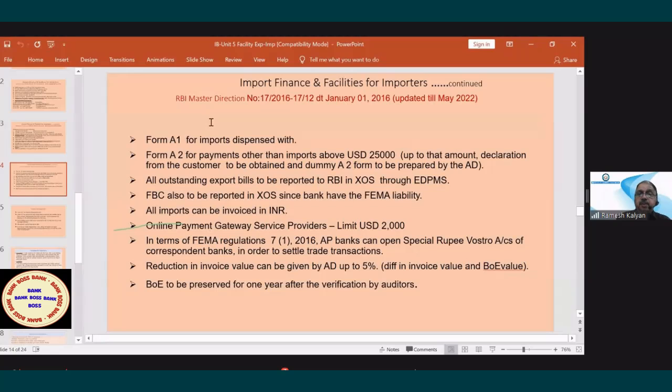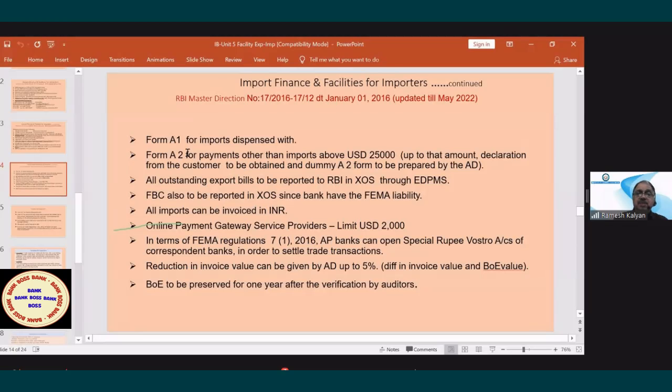And for any import payments, any release of foreign exchange, we have two very important forms, A1 and A2. Earlier A1 was connected with imports. Now it is dispensed with. It is not there. Instead, RBI says the bank can formulate its own policies for A1 and you can get a form. That is an RBI regulation. A2 is for other than imports. Whenever you are making a payment above $25,000, you should get A2. Up to 25,000, RBI says you can get a dummy A2 from the party, which will have all the party details.